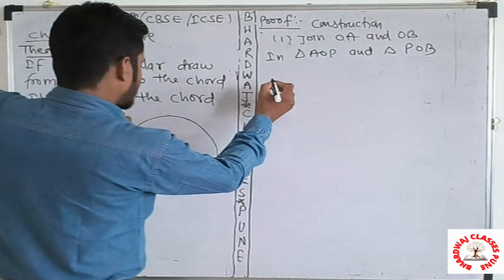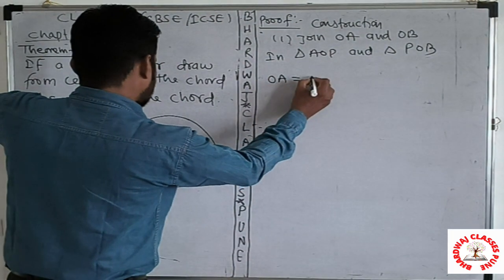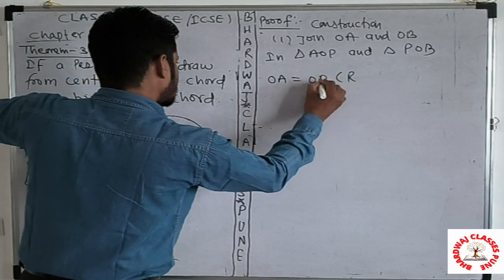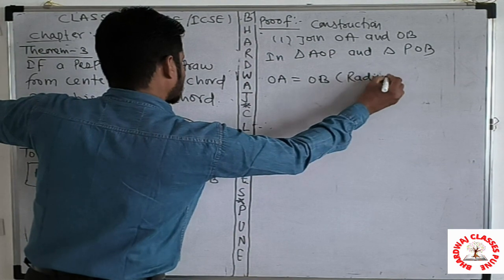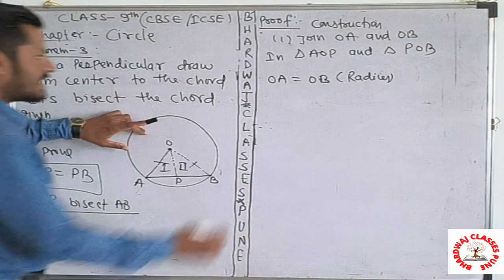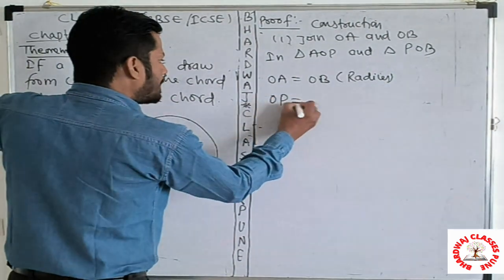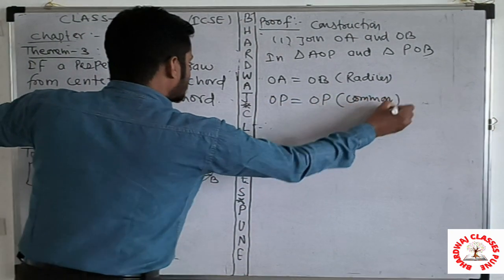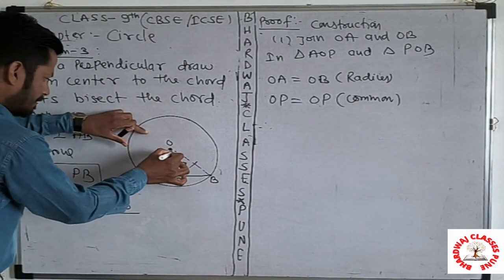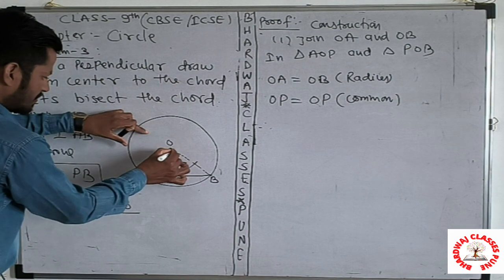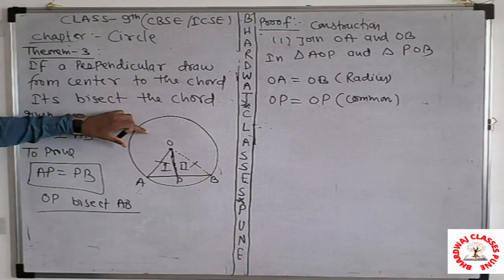See, again OA is equal to OB, since it is the radius. Again OP is equal to OP, it is the common side in between these two triangles. OP is the common side, right?